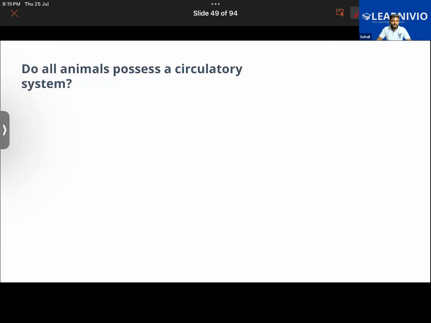This question. So the question is, do all animals possess a circulatory system? Think of this and answer. All animals do not possess a circulatory system. Yeah. Okay. All the animals would not be possessing one.